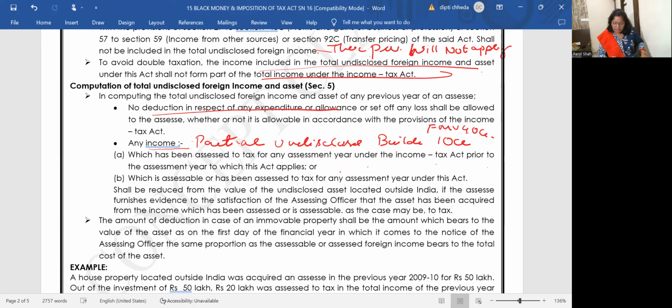Any income which has been assessed to tax in any assessment year is not going to be taxable again. Or which is assessable to tax, it shall be reduced from the value of undisclosed income if the assessee furnishes details that the asset has been acquired from it, as the case may be. Did you understand? Means what? Out of the 40 crore building you have purchased, it's not that you have not disclosed your building in Spain. You have a building in Spain, but you have shown a value of 10 crore, whereas actually it is 40 crore. So now how much is going to be taxable? 30 crores. Clear? Right? So this is the concept.